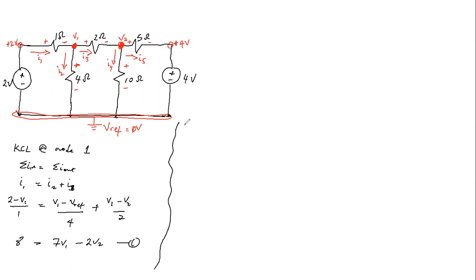We can now write KCL at node 2. That is, the sum of currents into the node is the same as the sum of currents out of that node. The current into node 2 is I3, while I4 and I5 flow out. I3 equals I4 plus I5.